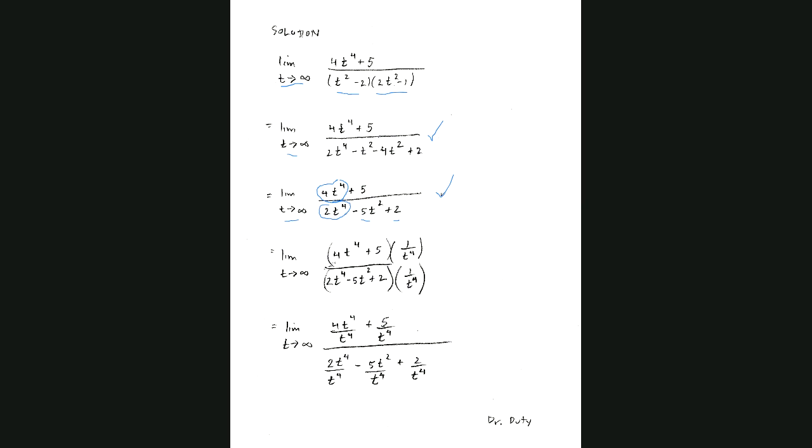And to help us figure out this limit, we can rewrite the rational function by multiplying through the numerator and denominator by 1 over t to the fourth, as you see here. We're not changing the expression because t to the fourth times 1 over t to the fourth is equal to 1. We're rewriting the expression, but mathematically it's the same limit.